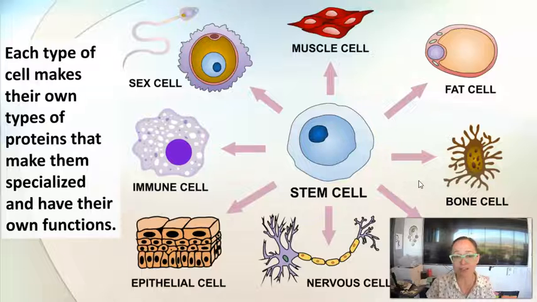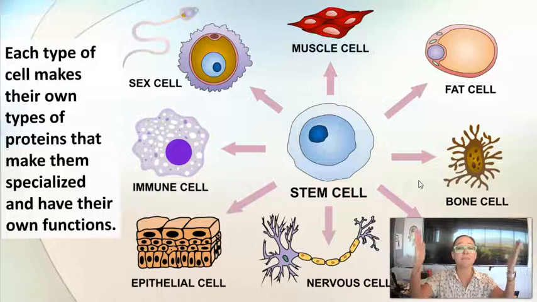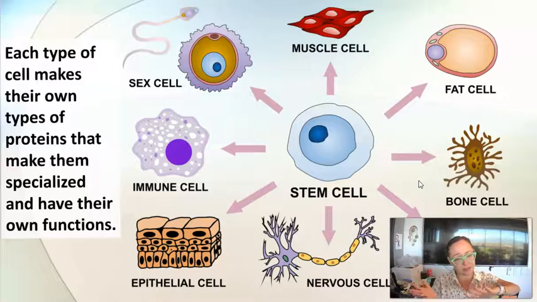The proteins you find in a muscle cell are very different than the proteins you find in a nervous cell, like a neuron. So it really comes down to which genes are turned on making proteins, and those proteins are what help the cells specialize. I use this as my introduction to my unit on protein synthesis.